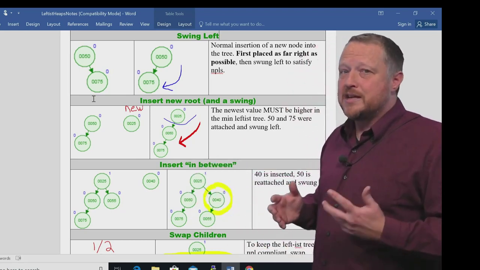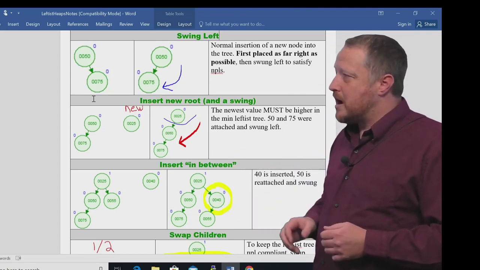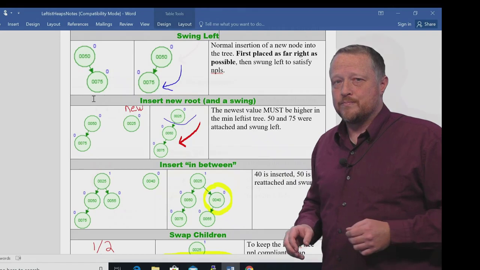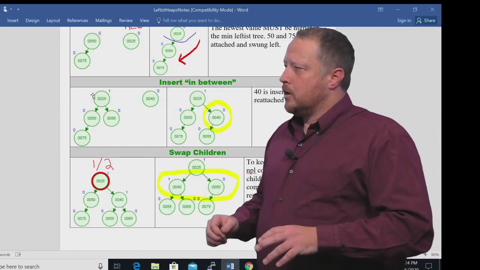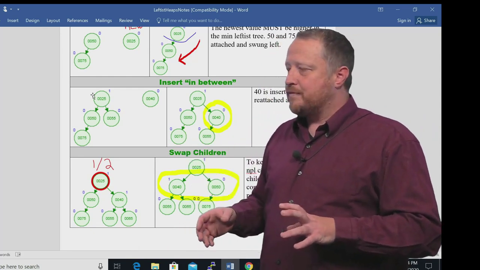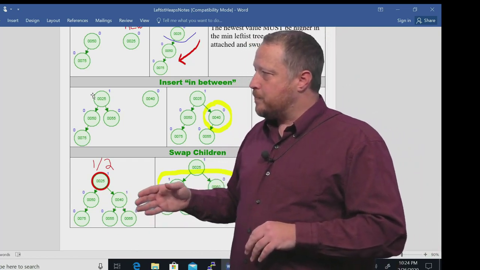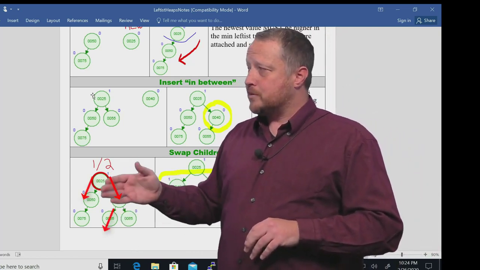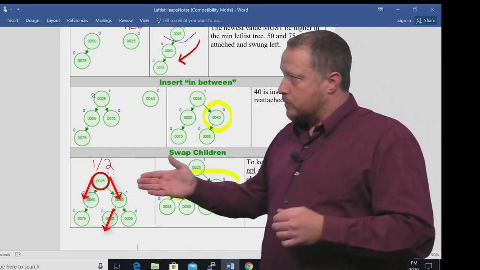I have to maintain the order from min to max in my heap. So we do have the in-between portion as well. All right, so the last one. We've done some insertion, we've swung to the left, and well, we have a problem. So in this example, the actual problem that happens of all things is at the very top, the root.